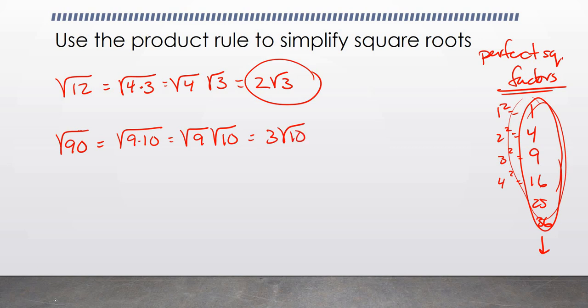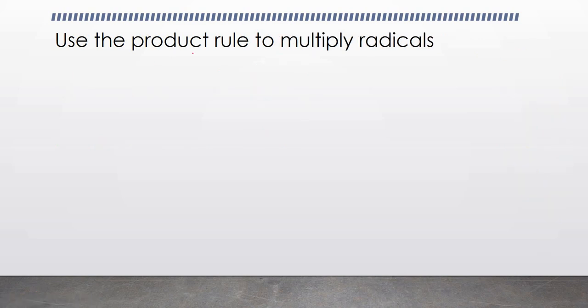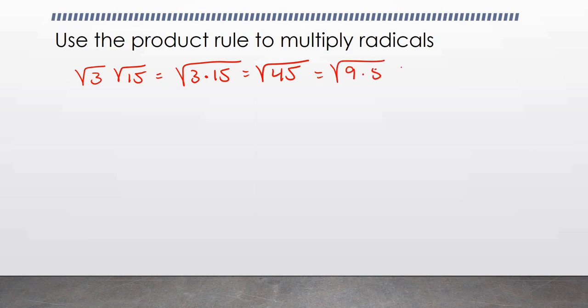So pretty simple. The other thing I can do with the product rule is use it to multiply radicals. So if I have the square root of 3 times the square root of 15, my product rule says that I can put those both under the radical together. 3 times 15 is 45. Now, I've got to look at what my result is here and see if there are any perfect square factors. 45 is 9 times 5, so I can simplify this to 3 root 5 as my final answer. So that's pretty much it with multiplication.